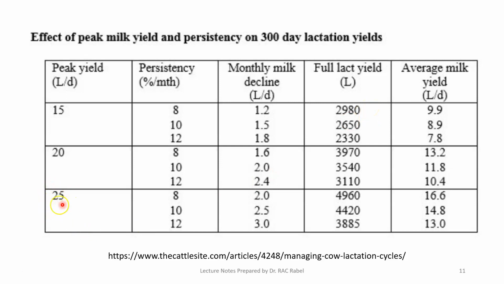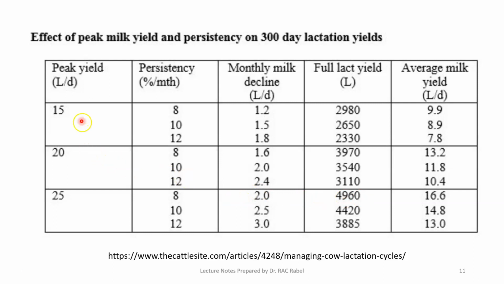So let's look at a 25 liter animal. The difference is again 5,000 versus 3,800, so 1,100 liters almost different, which is 110,000 rupees at 100 rupees a liter. Certain farms in Sri Lanka get as much as 120, certain farms get as low as 70, so I just average it out at 100 for convenience.